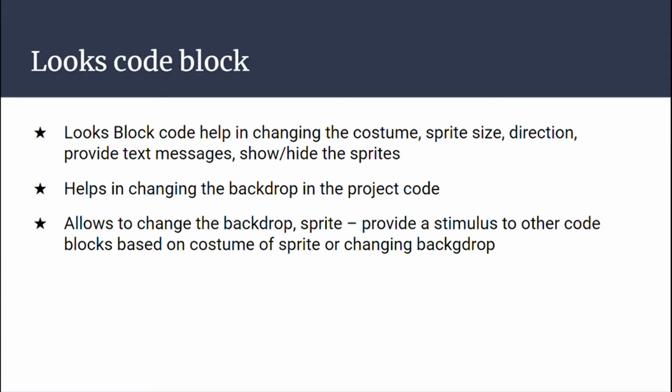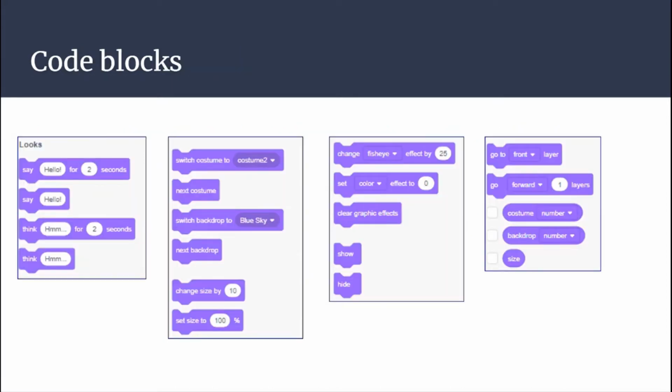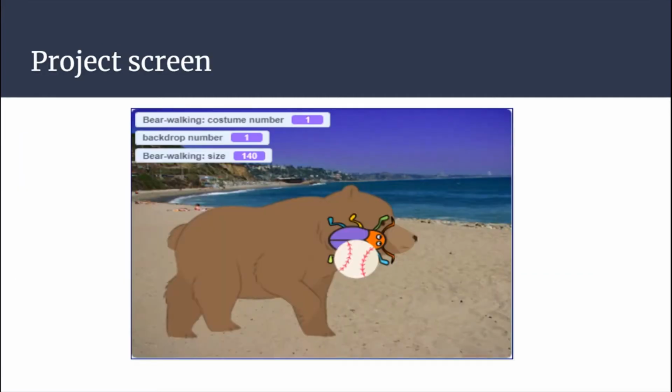It also allows to change the backdrop sprite and also helps provide a stimulus to the other code blocks based on what is the costume of a sprite or what is the backdrop which we have changed to. These are all the separate subblocks within the looks code block, and we will learn through each of them in our code today. This is what our project screen is going to look like. So let's get started.